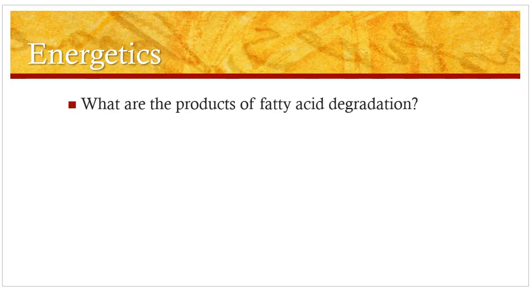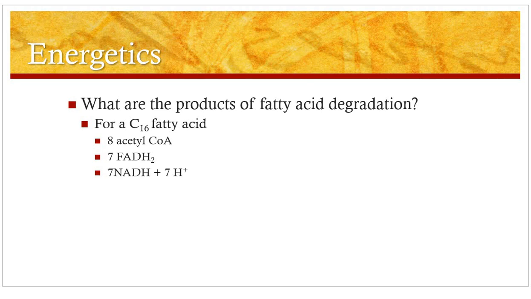Now the energetics. What are the products of fatty acid degradation? For a C16 fatty acid, as we have already discussed with palmitic acid, there is a production of 8 acetyl coenzyme A, 7 FADH2, because there are 7 cycles, and 7 NADH, also because of 7 cycles.